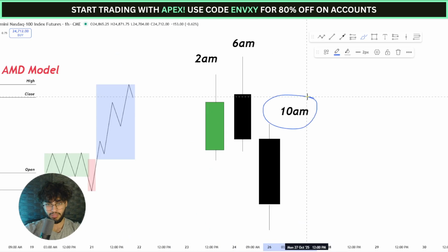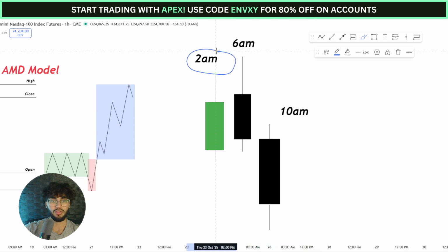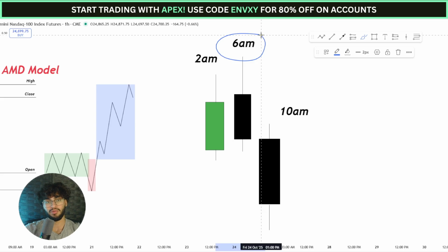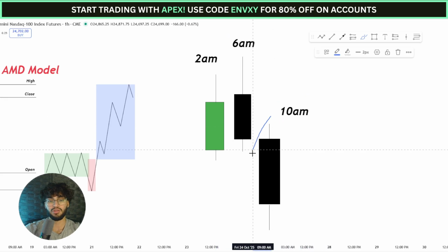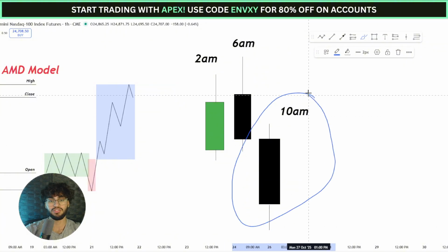I like to use the 10 AM candle because it is aligned with the daily power of 3. The 2 AM candle is accumulating, then the 6 AM candle is the manipulation, then the 10 AM candle is the distribution. So this is the highest probability candle out of every single 4-hour candle.